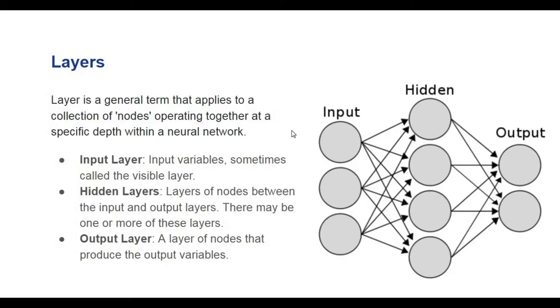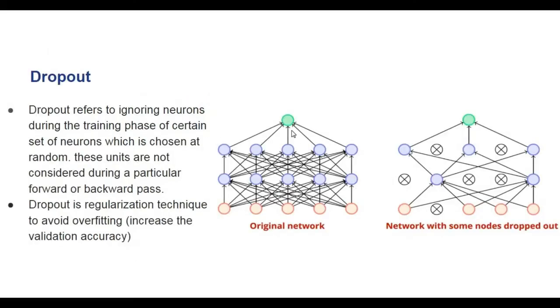The second hyperparameter is dropout. So dropout refers to ignoring some neurons during the training phase, certain sets of neurons which are chosen at random. These units are not considered during a particular forward or backward pass. So dropout is a regularization technique to avoid overfitting.